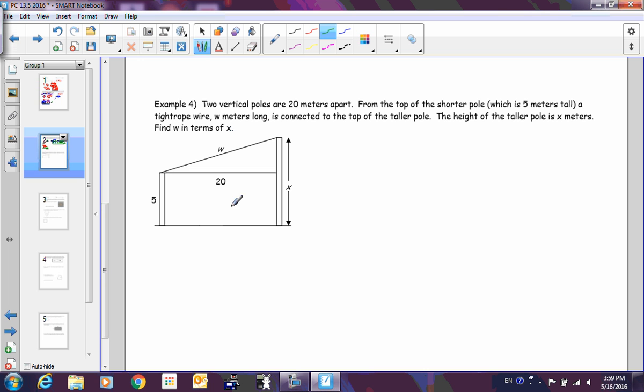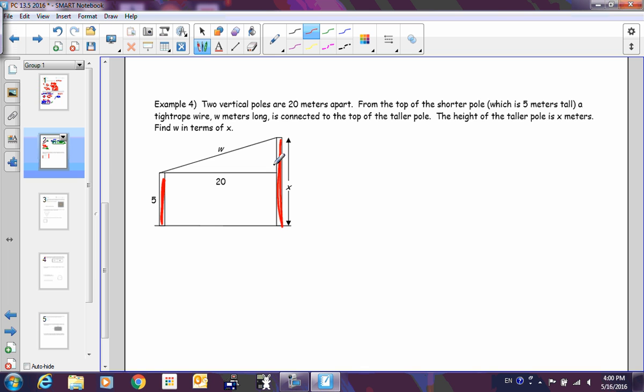They give us a picture, that's kind of good. Then they explain it. 2 vertical poles are 20 meters apart. Okay, so here's a pole right here, and then here's a longer, taller pole here, 20 meters apart. From the top of the shorter pole, which is 5 meters tall, and they label that 5 here, to the top of the longer pole, we've got W meters long.